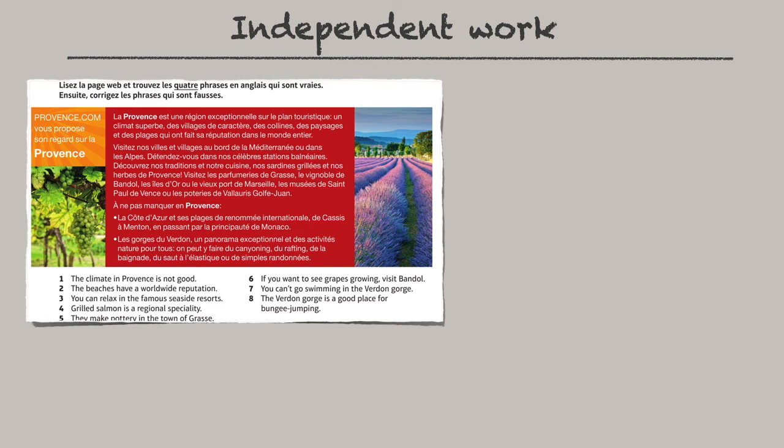So for example, the first one, the climate in Provence is not good. So we look at the text above. La Provence est une région exceptionnelle sur le plan touristique. Provence is an exceptional region on the tourist map. Un climat superbe. A superb climate. There we go. There's your answer to number one. The climate in Provence is not good. So that is false. The answer is the climate in Provence is superb.